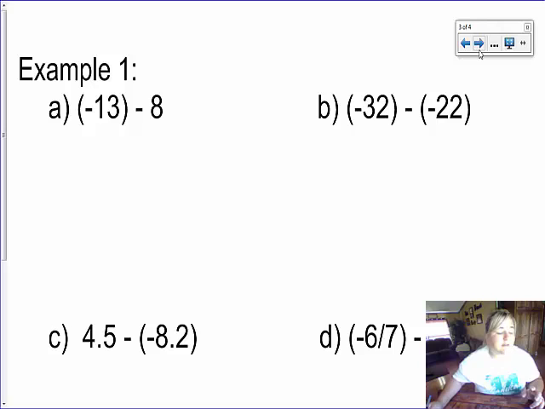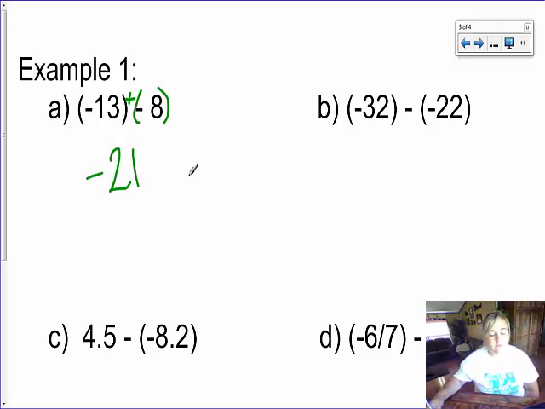So here we have some examples, and I have -13 minus 8. Well, these two numbers we could say have the same signs by adding its inverse. So if I put plus -8 instead of minus 8, when we have the same signs, we just add the absolute values. The absolute value of -13 is 13. The absolute value of -8 is 8. 13 and 8 gives us 21. However, they're both negatives, so it has to be -21.